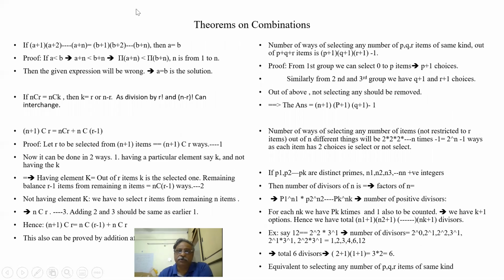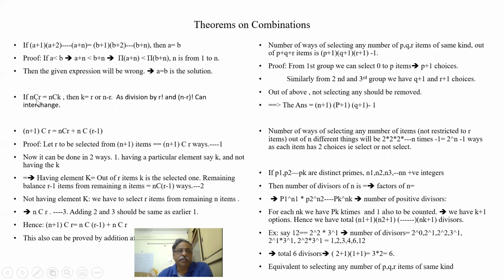Let us see some more theorems on combinations. Suppose a condition has come, (a plus 1)(a plus 2)...(a plus n) is equal to (b plus 1)(b plus 2)...(b plus n), then a is equal to b. Suppose a is not equal to b, a is less than b. Then a plus n is less than b plus n, so the product of a plus n should be less than the product of b plus n. n can be 1 to n. So that means the given expression will be wrong. So a has to be b.